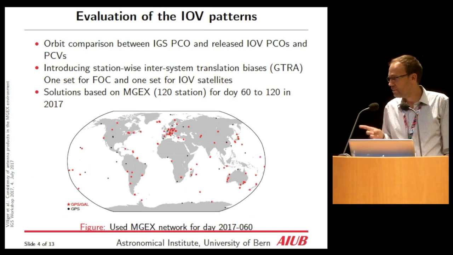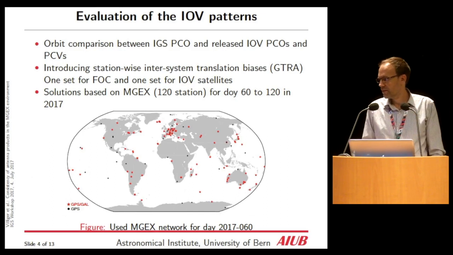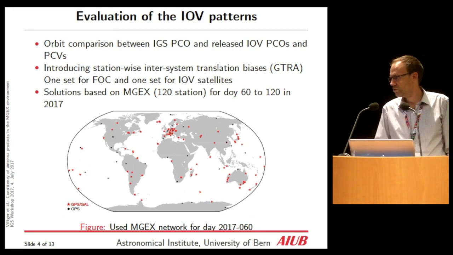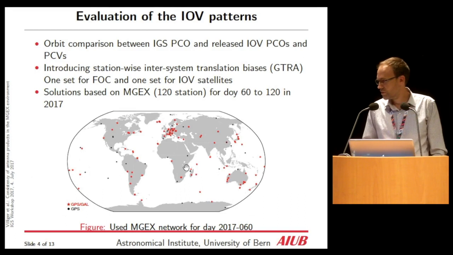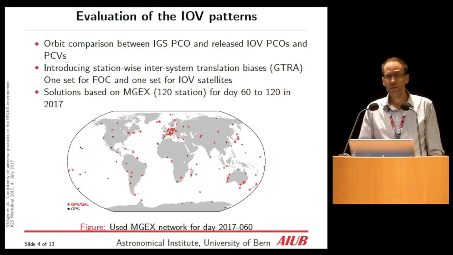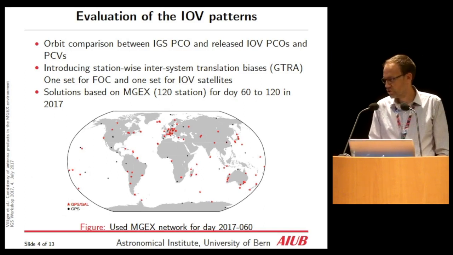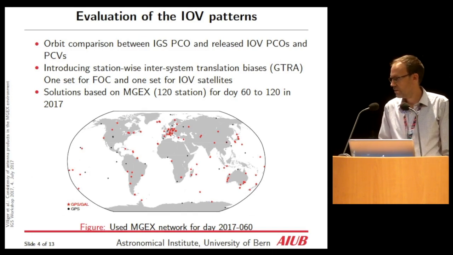Here is a small typo. It's not 120 stations, it's based on 140 stations. And I did the analysis for 60 days between DOY 60 and 120 in the year 2017. On the lower plot, you see the station distribution which I used for day 60, where the red stars mark the GPS Galileo receivers, and the black dots are GPS only. For this comparison, I've only used GPS and Galileo within the solutions. I didn't use GLONASS and other constellations.